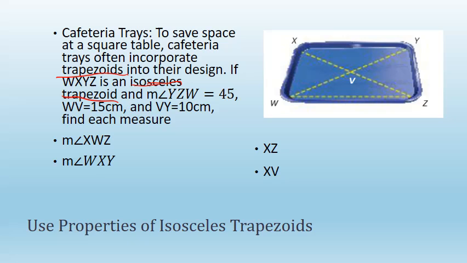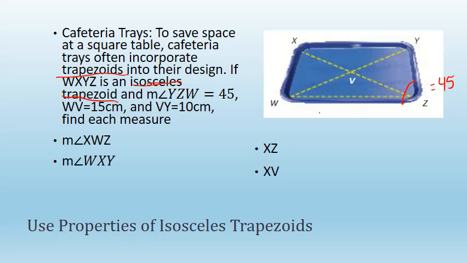All right, so we know we're talking about an isosceles trapezoid. Let's see. We're asked to find the measure of XWZ. But what do we know here? We know that the measure of YZW, which is this angle right here, equals 45.